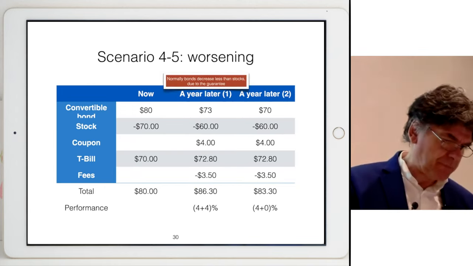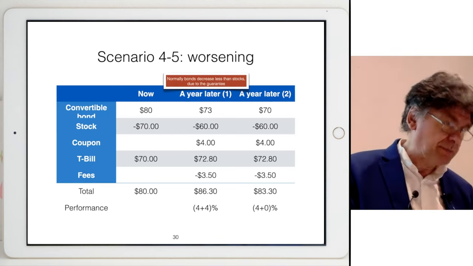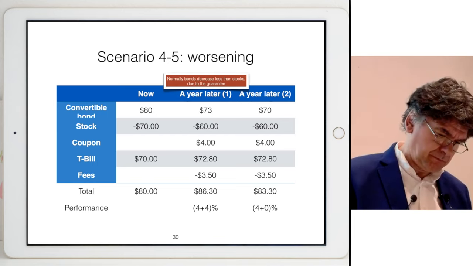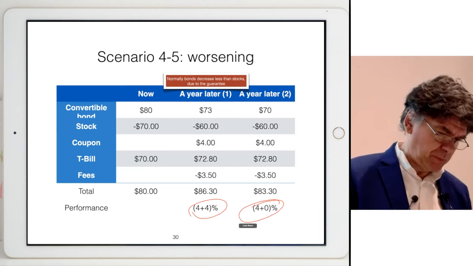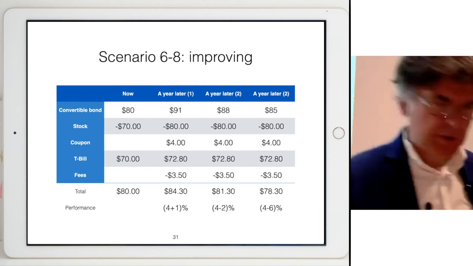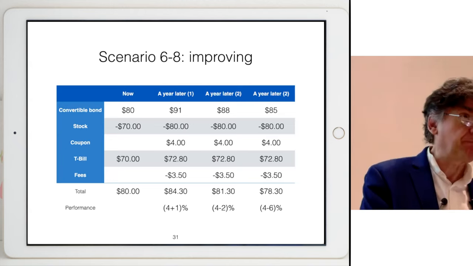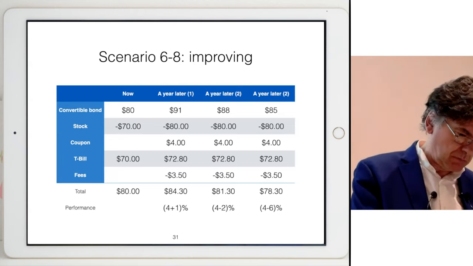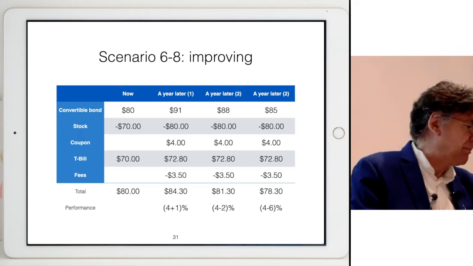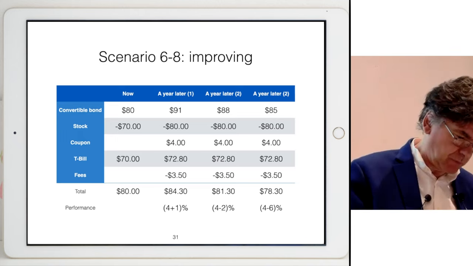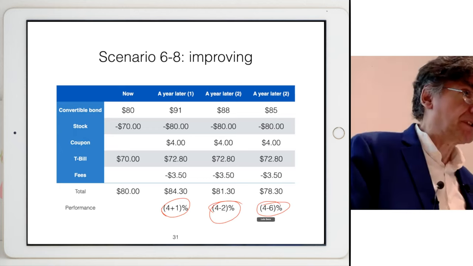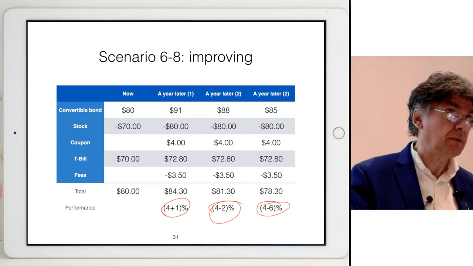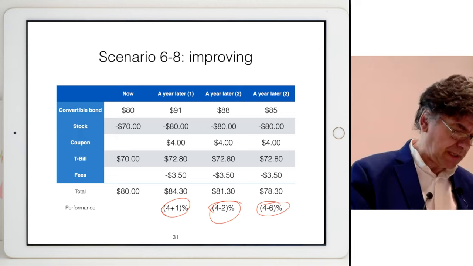The bond goes down a little bit, the stock goes down a little bit. Yeah, no big deal. And then I do another one, which is like that. Sorry, now they go up by a lot or a little bit, and so on and so forth. So I have scenarios and I have performance under each of these scenarios.